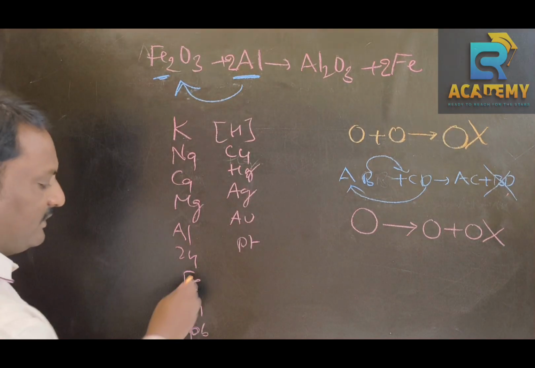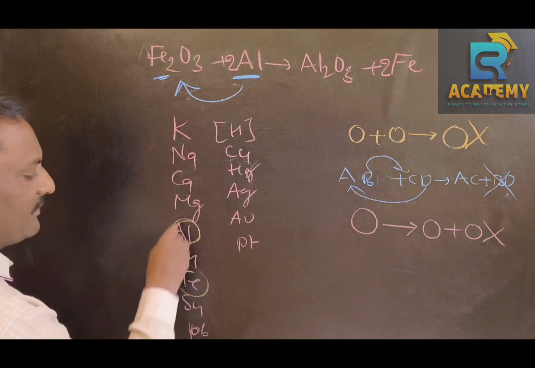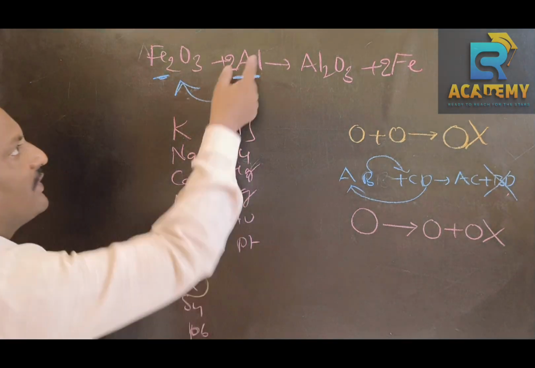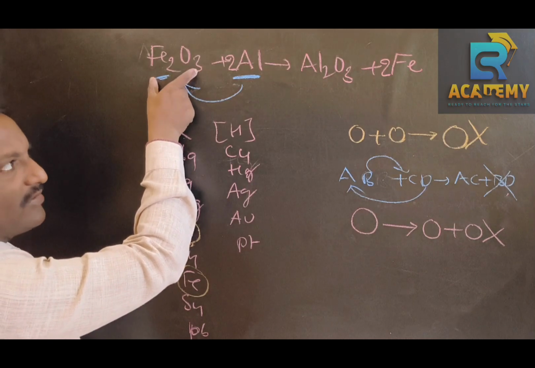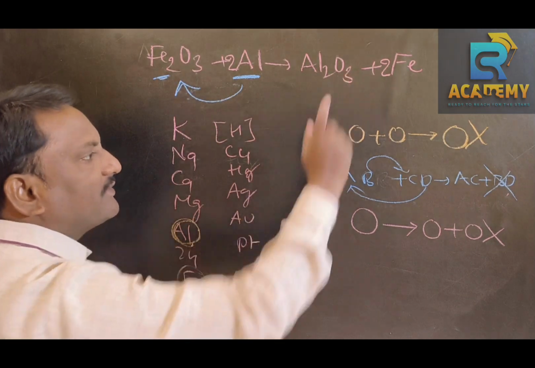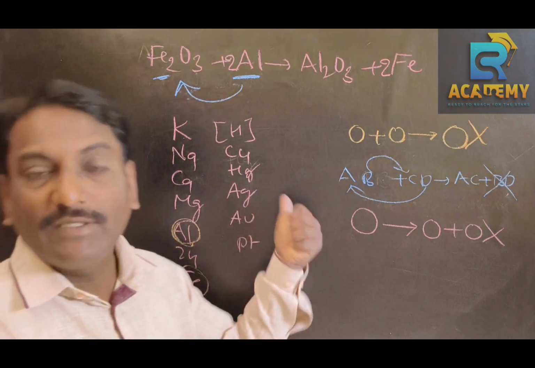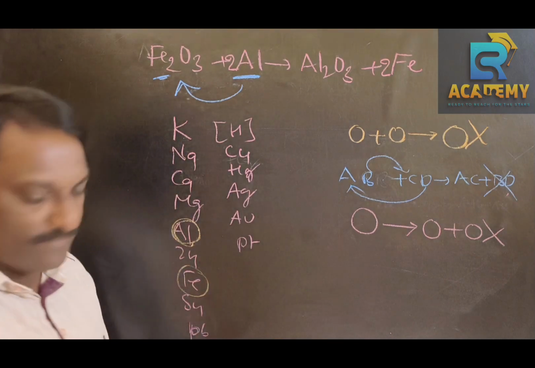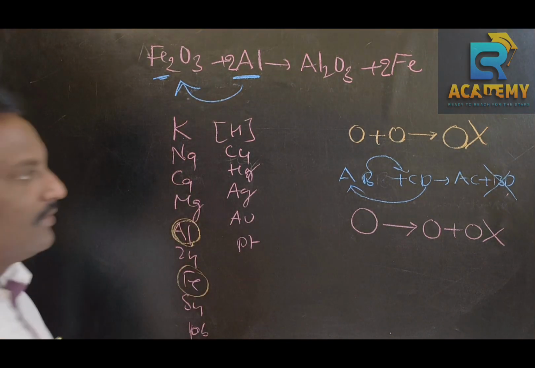In this one, this is iron and this is aluminum. Aluminum is more reactive than iron, so when aluminum is treated with iron oxide, you will get aluminum oxide along with iron. It's a displacement reaction. The answer is displacement reaction. Next one.